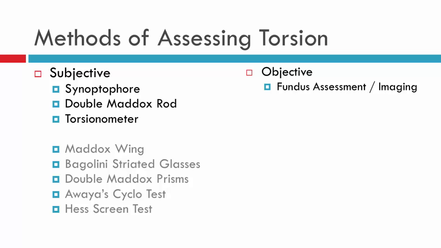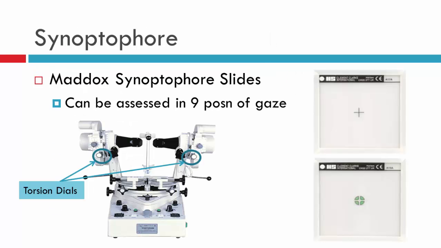So in your reading, you'll have a variety of tests to read about, including those that are not included in this video. However, I will focus on the most commonly utilised test. Now, over to the right, we have the objective measurement, and this is usually done by assessing the fundus, either using indirect ophthalmoscopy or imaging. You can also use direct ophthalmoscopy, but clinically the most utilised technique is either indirect ophthalmoscopy or taking a photograph of the fundus. Now let's commence with the Synoptophore.